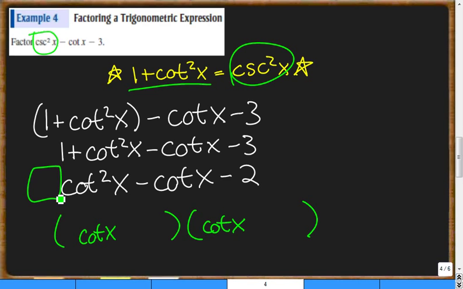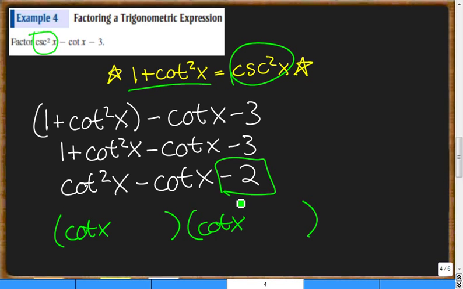This one's much easier because I don't have any coefficients in front of cotangent squared. So both of these numbers in front of cotangent are going to be 1. So I can write these a little bit further back. This is a lot easier problem. I need to find two numbers that multiply to make negative 2 that add to make negative 1. And so this should be pretty simple for us. It's a negative 2 and a positive 1. So this would be how I factor this particular expression, but I can't do that until I get everything in terms of the same trig expression.